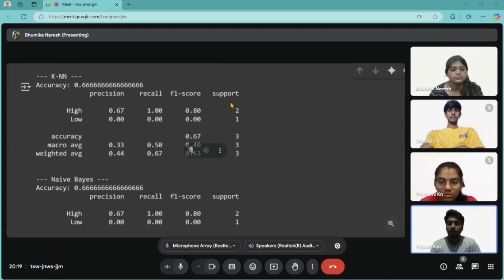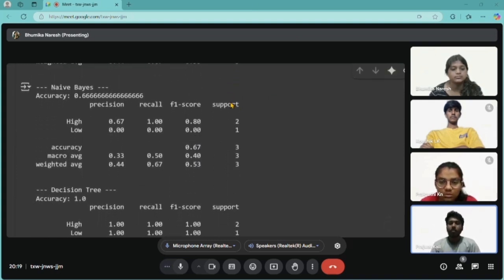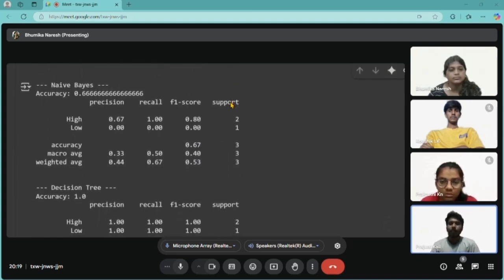Next, Naive Bayes accuracy. It gives 66%, with precision, recall, F1 score, and support. Here for high, precision is 67%, recall 100%, F1 score is 80%, support is 2. And for low, precision, recall, and F1 are all 0%, support is 1.